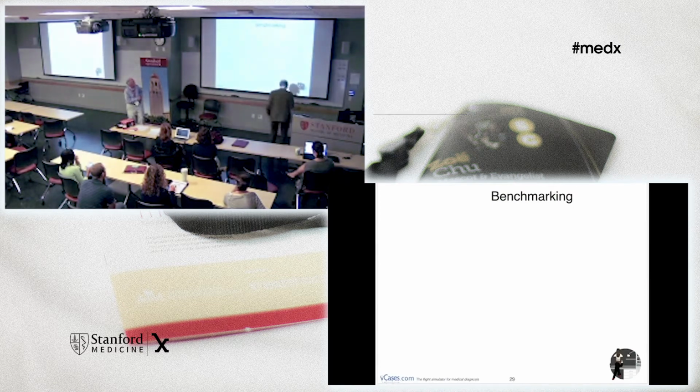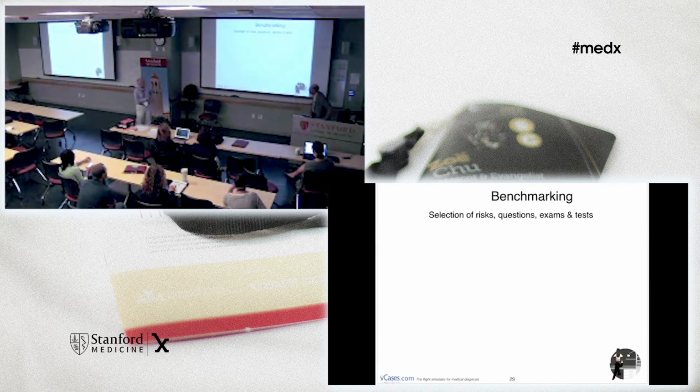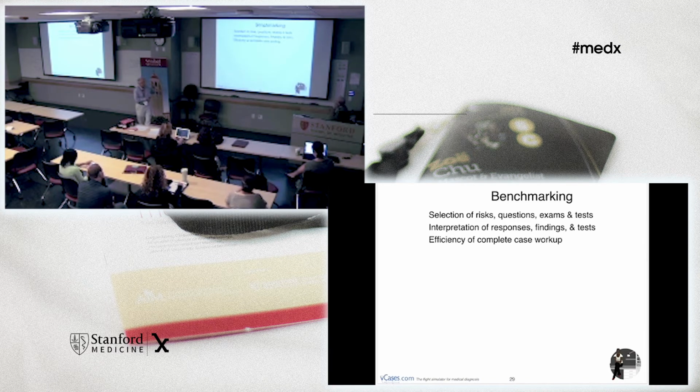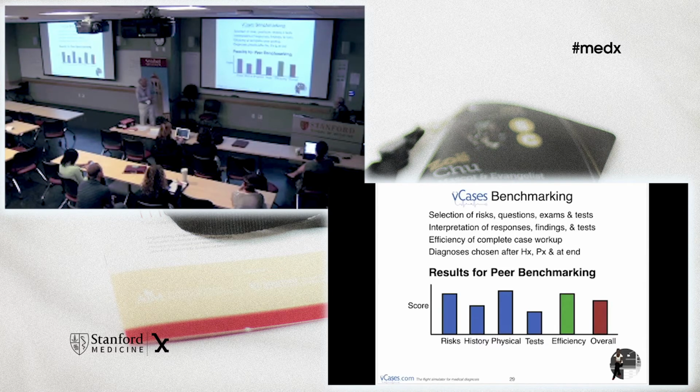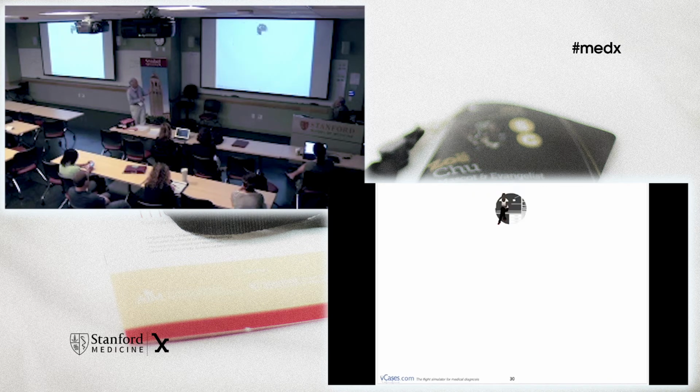Right. So as we mentioned earlier, we have benchmarking. We're scoring every single decision. Every selection is scored. Every interpretation is scored. The efficiency of completion of the workup is scored. The diagnoses are chosen, again, which ones you picked after the history, the physical, and at the end. And this allows us to then determine competency, how you did in history taking, risk taking, physical exam, test, and the efficiency, and an overall score in the working up of this particular patient. And this will allow you to compare it with peers.